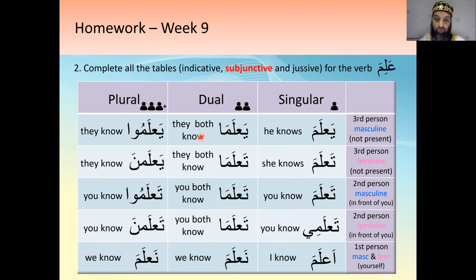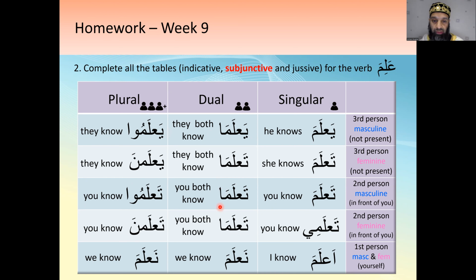This one, the noon dropped. All these noons have dropped. That noon has dropped, right? The only noons that don't drop are the super strong feminine words, three plus. They keep their noon no matter what, all the time. No word coming before it is going to cause that noon to drop. Apart from them two, apart from the plural women, all other noons drop.